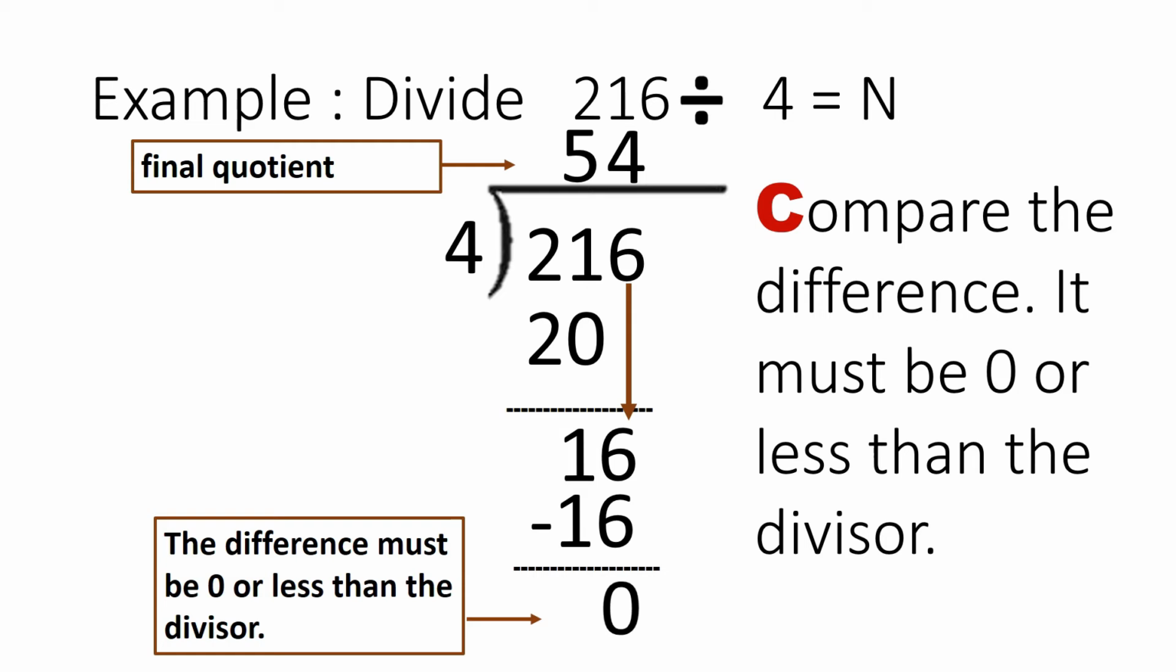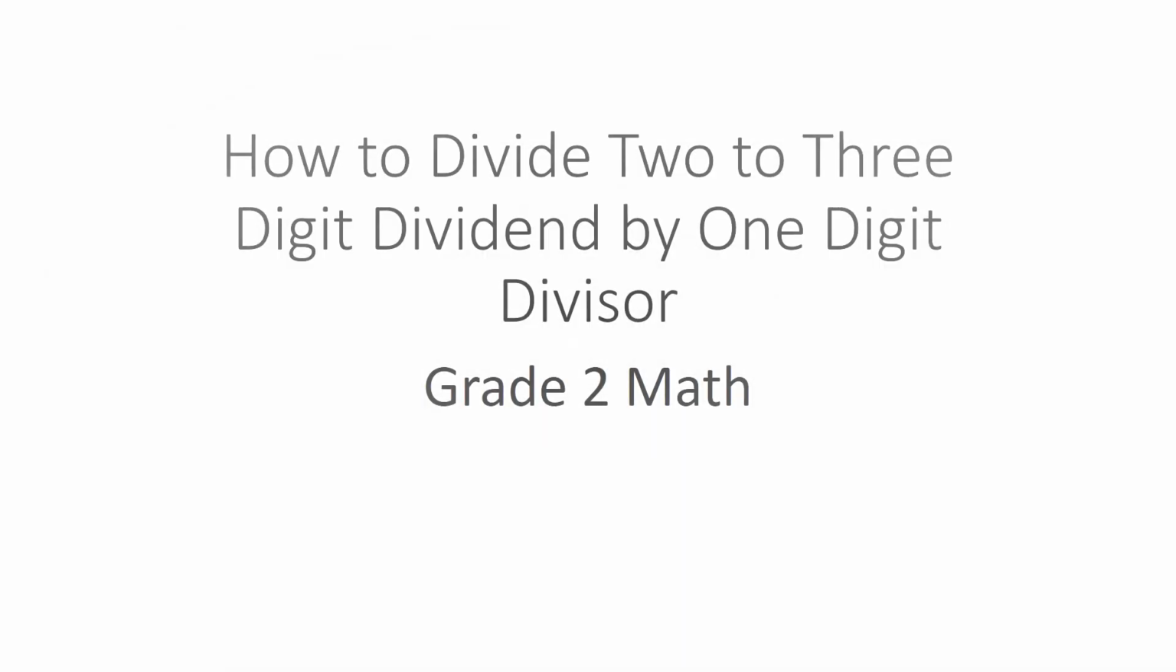Again, let's compare the difference. It must be 0 or less than the divisor. So the final quotient for this is 54. 216 divided by 4 equals 54. How to divide 2 to 3 digit dividend by 1 digit divisor.